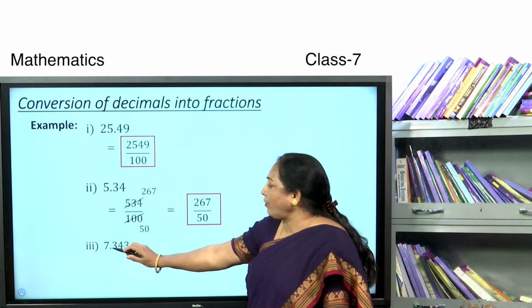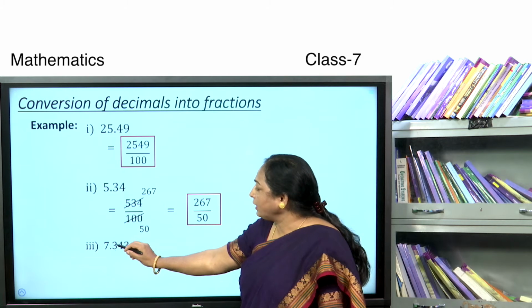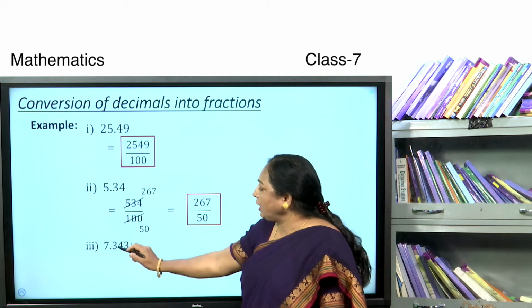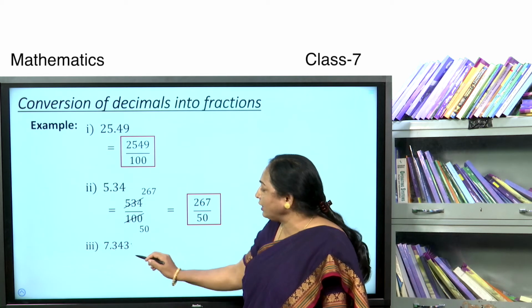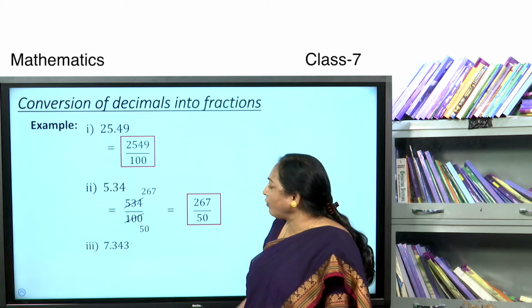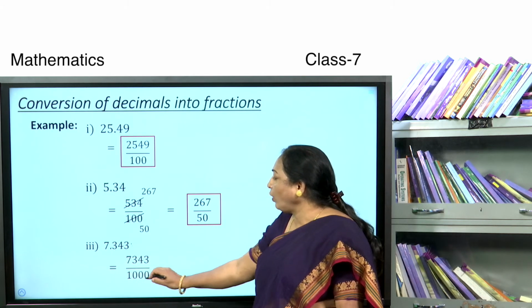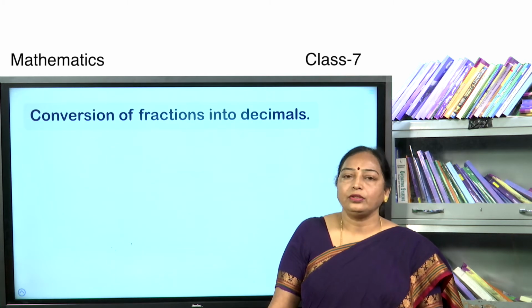Next, 7.343. There are 3 digits after the decimal point. Therefore, we should write the denominator as 1 with 3 zeros. Therefore, the fraction form is 7343 by 1000.